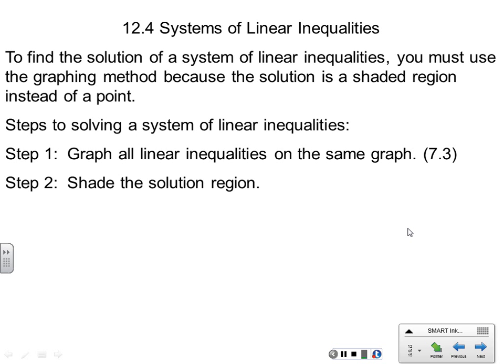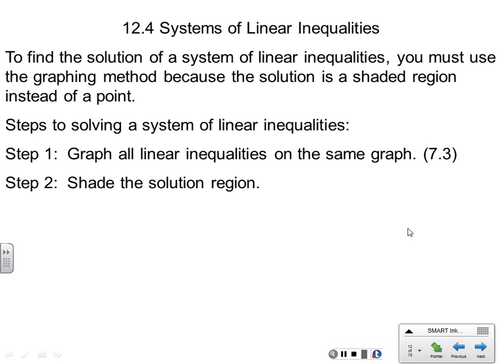So if you need to review, look back in Chapter 7. I think it's maybe the last section of Chapter 7, linear inequalities, anyway. So you're going to graph all of the linear inequalities on the same graph. Oh, 7.3. There you go. You need to review that. It's in 7.3. And then what you're going to do is you're going to shade the region that makes your system true. So you're going to pick test points.